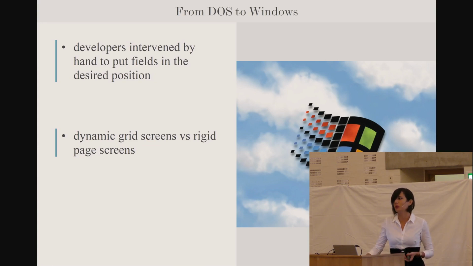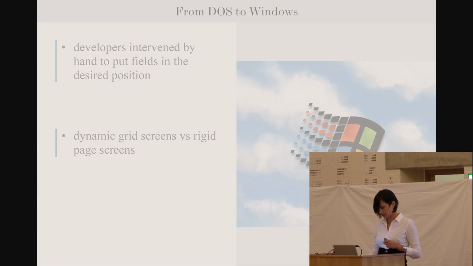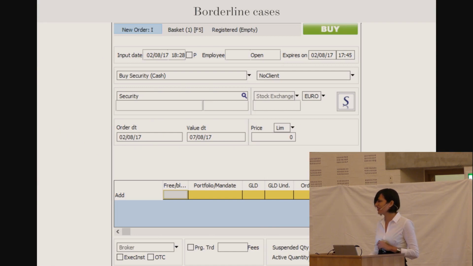So we continued to have very dynamic grid screens because they were just grids created by ApplyTDS, but page screens inherited the rigidity from DOS. This did not create problems in most cases, but we have some screens, like our insert order screen in the order register, which need to change and adapt to the user's choice.